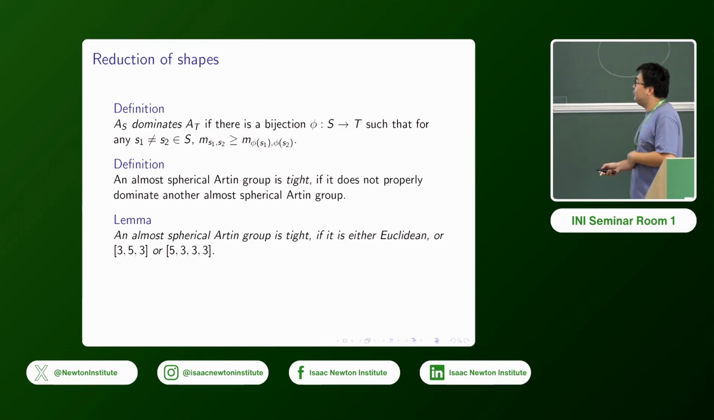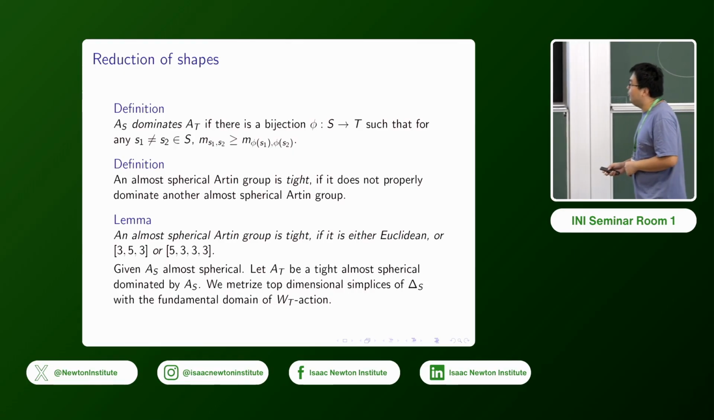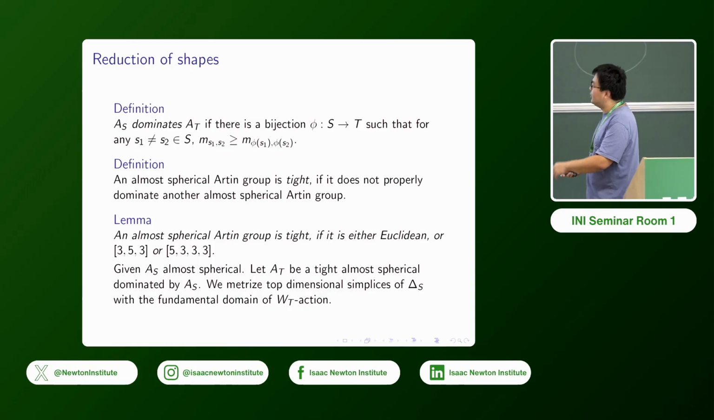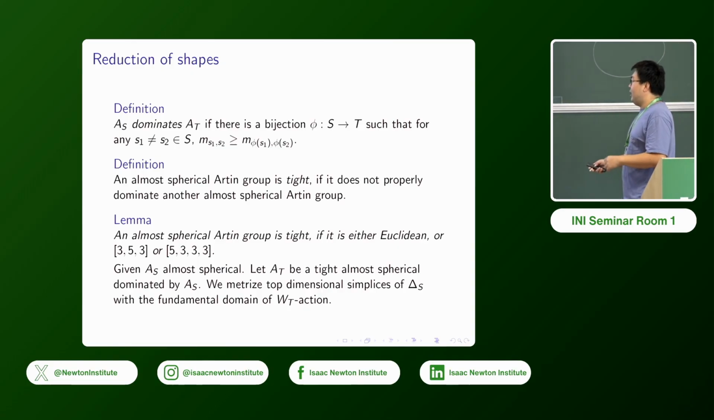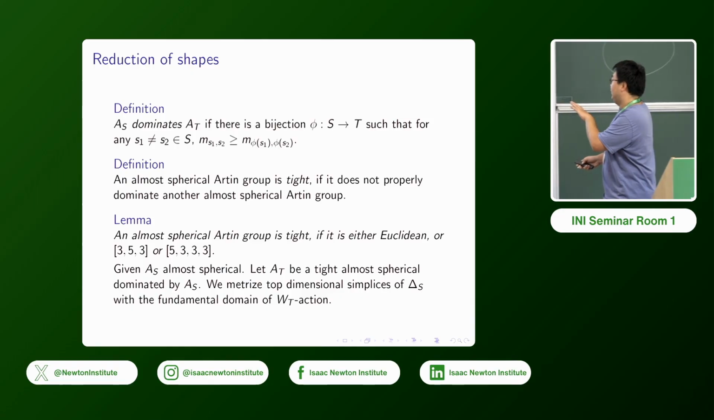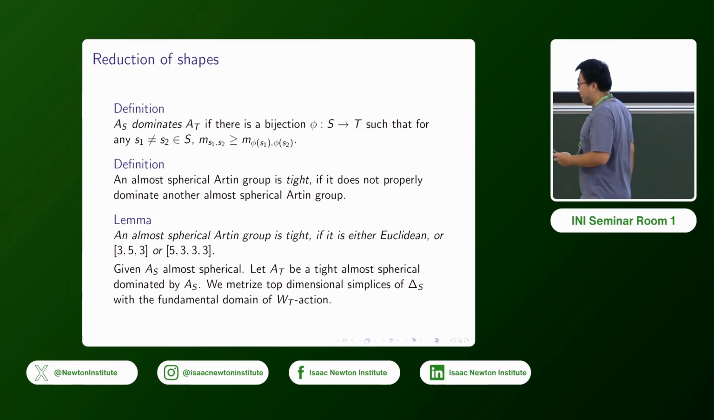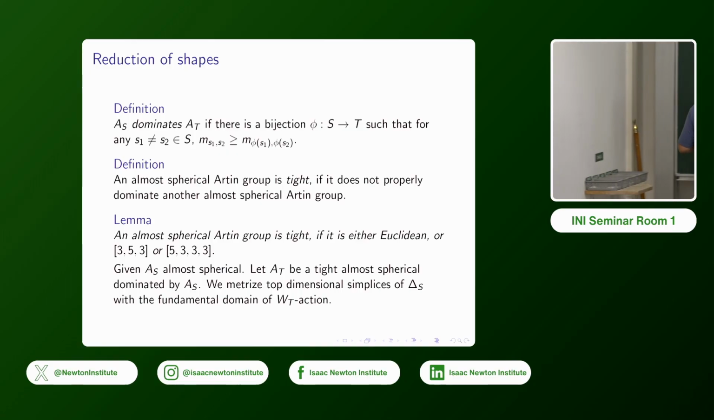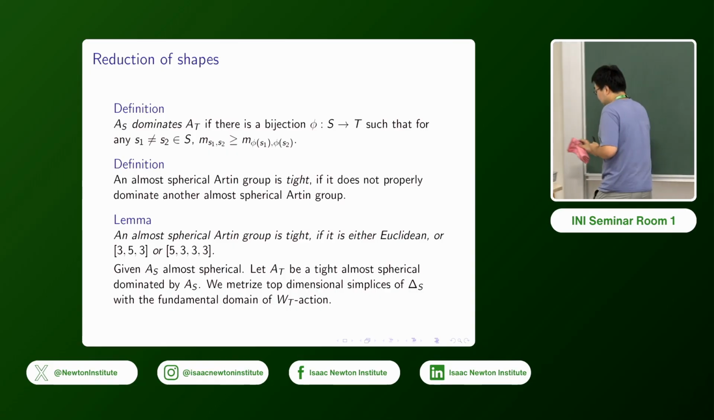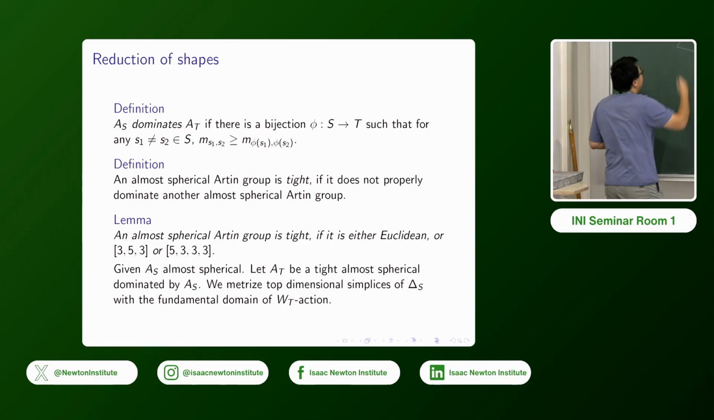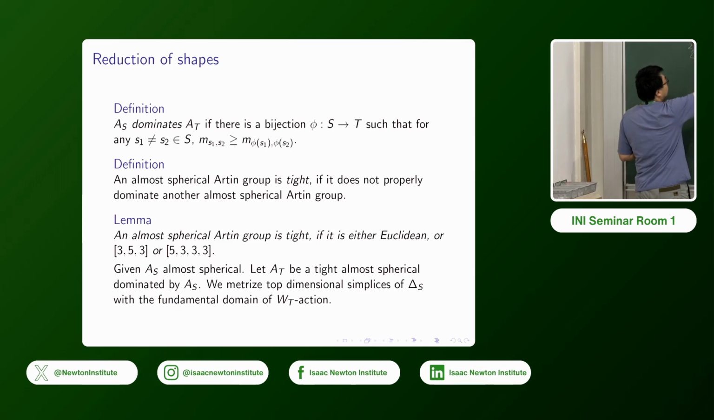Using this notion, we can remetrize the Artin complex. I want to take an almost spherical Artin group and find some other tight almost spherical Artin group dominated by it. Then I metrize the fundamental domain of my original Artin complex with the fundamental domain of this tight Coxeter group action. It's better if I give you an example of exactly what I'm doing. Suppose I give you a Coxeter group that looks like this: 3, 3, 4. This is a Coxeter group.